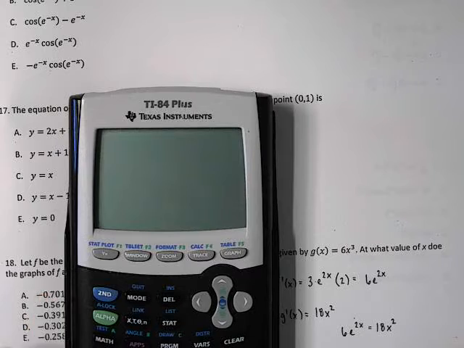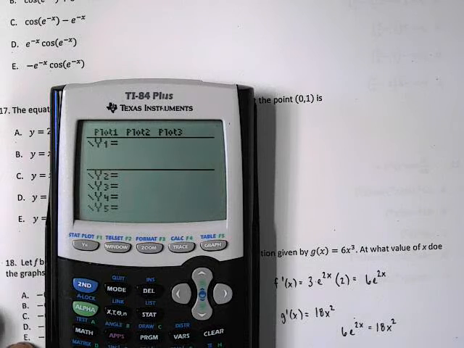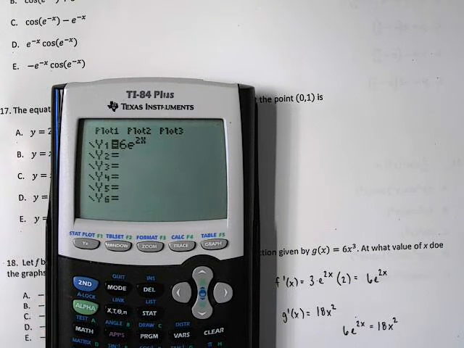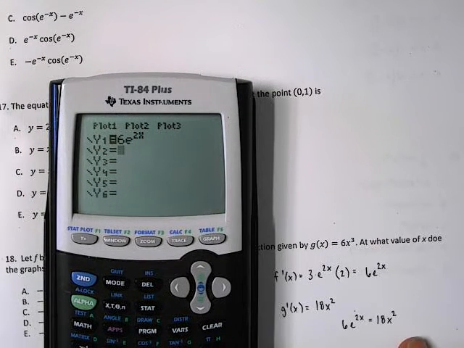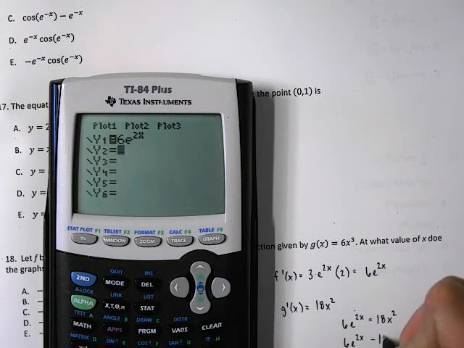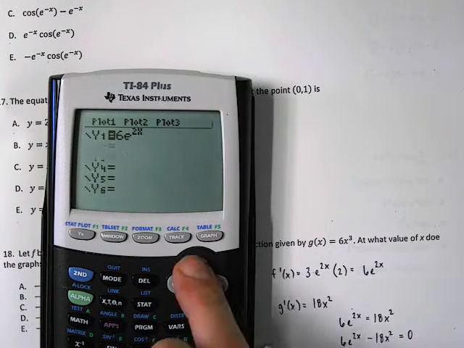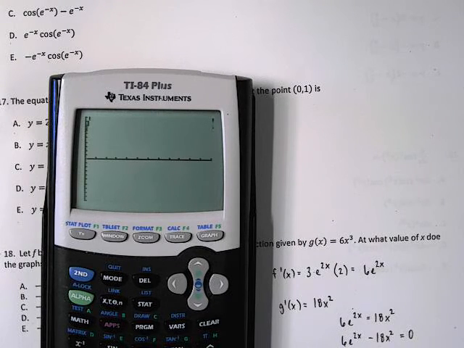So here's what we're going to do. We're going to go into our y equals, and I'm going to type in both derivatives. So I have 6e to the 2x, and then I'm going to type in 18. Actually, here's what I'm going to do. I'm going to do this a little different. Instead of finding this intersection point, because depending on where that happens, it can be tricky to find, I'm going to do this. That's the same as saying 6e to the 2x minus 18x squared is equal to 0, and I'm going to use my calculator then to find that 0. So up in y1, I'm going to do 6e to the 2x minus 18x squared. I'm going to graph that.